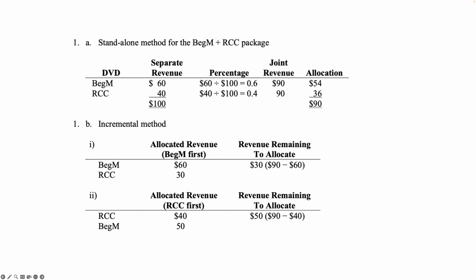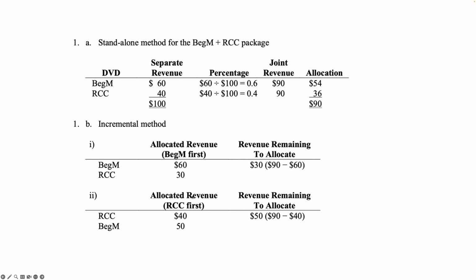Incremental method, depending on which goes first, right? So, for example, if you go bag M first, when you are allocating the revenue, this first item will get the full revenue, the same amount of revenue as the product is sold by itself, right? And then RCC is the residual, right? So that's the 90 minus 60, that's the residual.